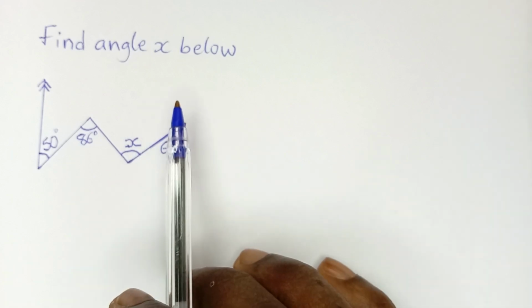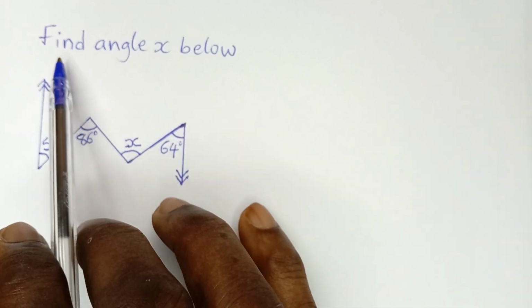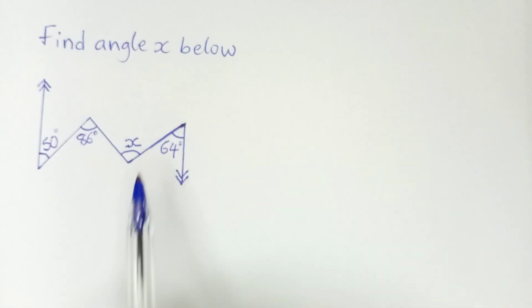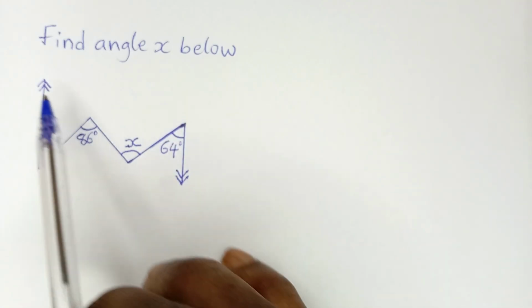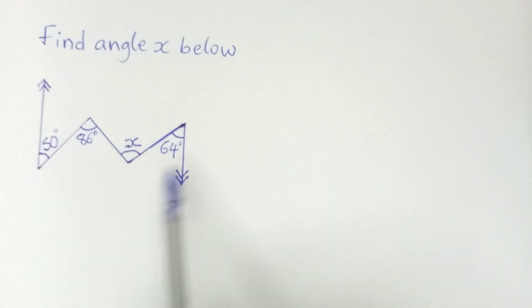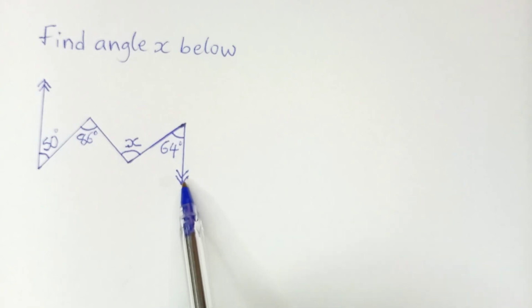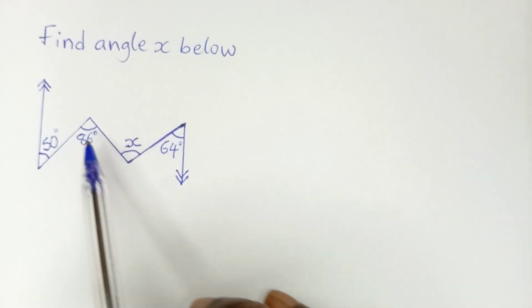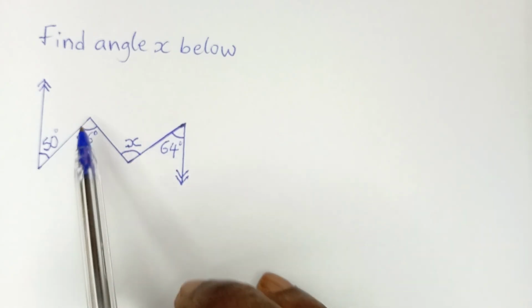Hello, you are welcome. The question here says find angle X below. Now we can see that there are two parallel lines here and there are also angles in between them.